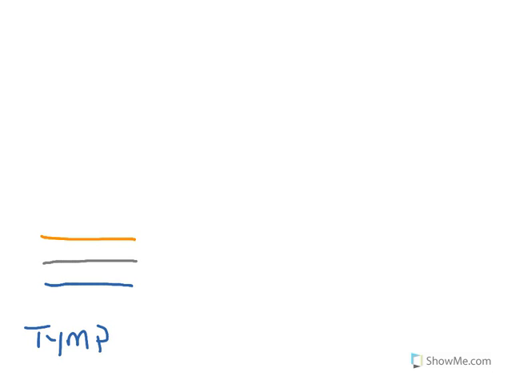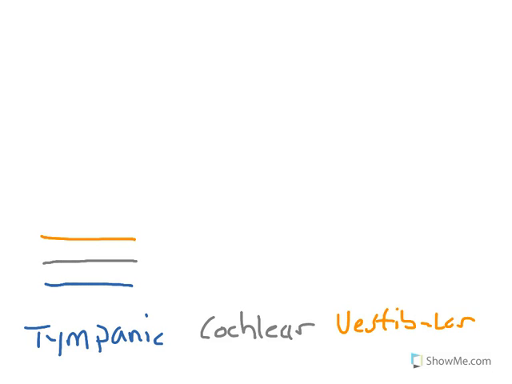Now, let me go back and write these down in color, because just like on your models, the blue here is the tympanic duct. The gray will be my cochlear duct. And then my orange will represent my vestibular duct.